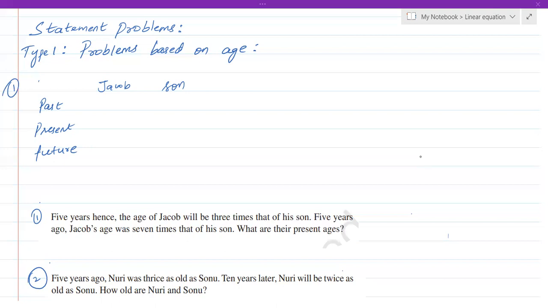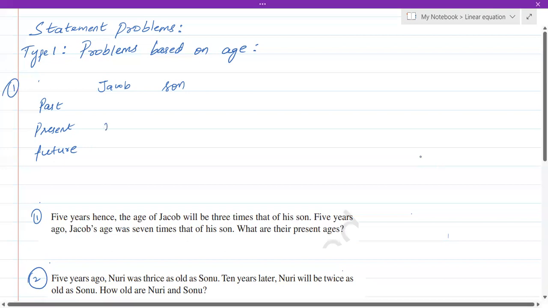If you observe the first question: 5 years hence, the age of Jacob will be 3 times that of his son. And 5 years ago, Jacob's age was 7 times that of his son. What are their present ages? So in this problem, we have to find their present ages. Now, how do you make the table? Who are the two persons involved in the question? Jacob and his son. The past, present, and future are 3 different scenarios.